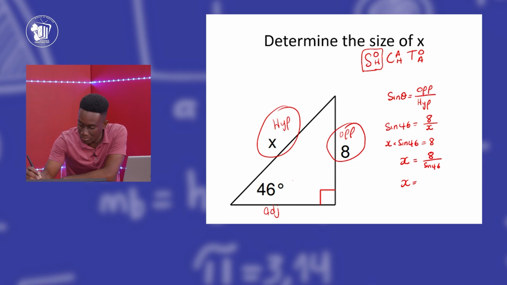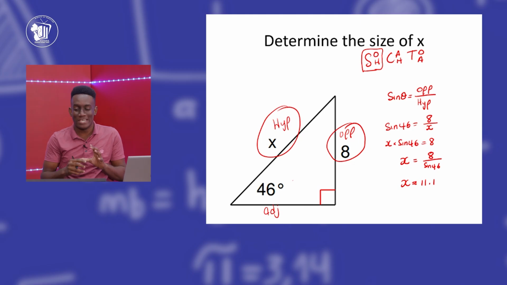That would simply give us approximately 11.1. x is equal to approximately 11.1, and x is the longest side in this case. So once again, identify the sides, label the sides, and then we see which ratio has the two sides that we are using, and then we substitute and solve.